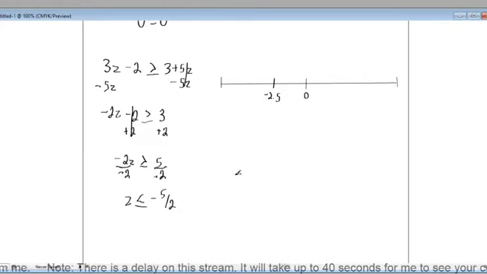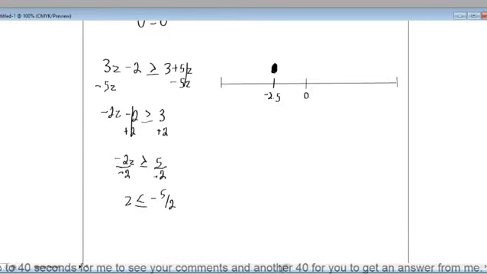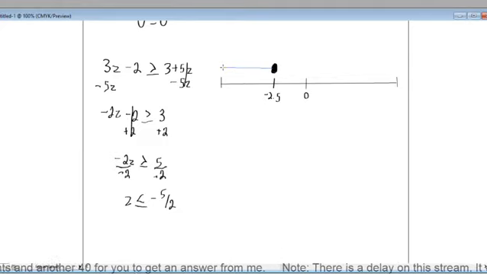Okay, so now we need to say whether we can be equal to it or not using either an open circle or a closed dot. Well, we can be equal to it because of that line underneath our inequality. So we're going to use a closed dot to show that we can be equal to this. Then z is everything smaller than negative 5 over 2. So our line is going to extend over here. And there's our graph.